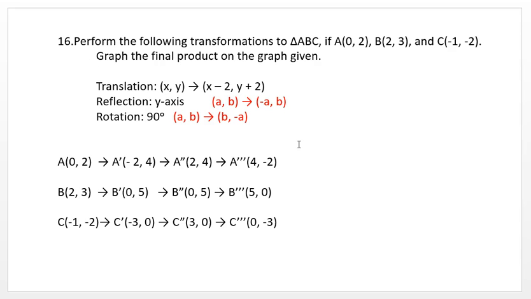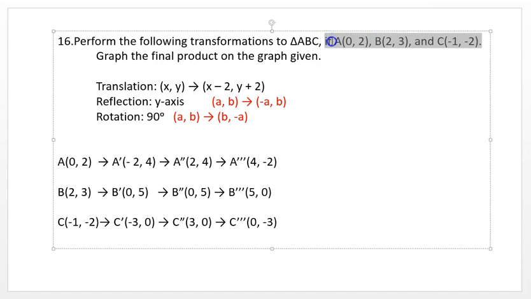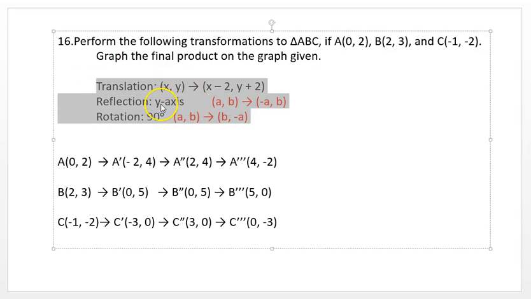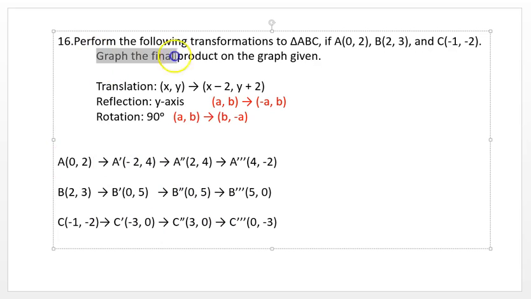So you won't necessarily have these points right here that I label. You're going to have to find those on the graph. These are going to be the points of your vertices of your triangle. And then after you perform all of these transformations on your triangle, like I've done here, you're going to graph the final product on the graph given to you.